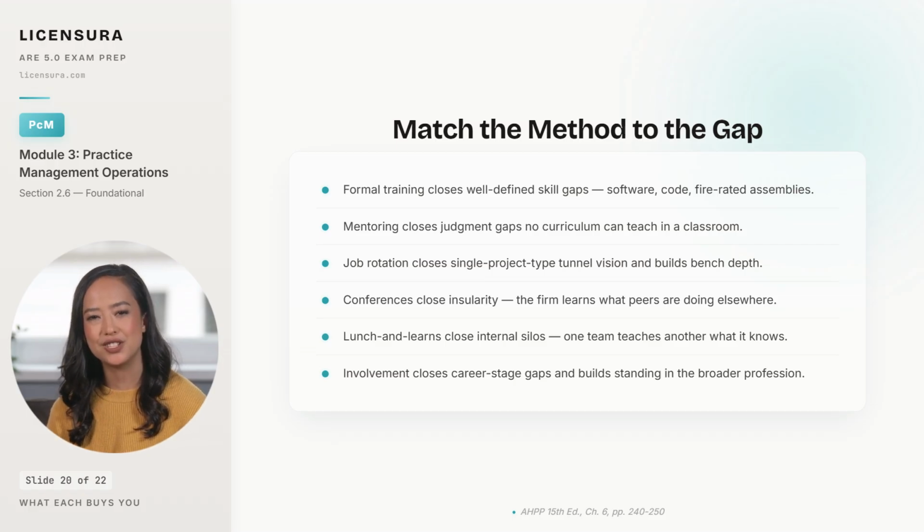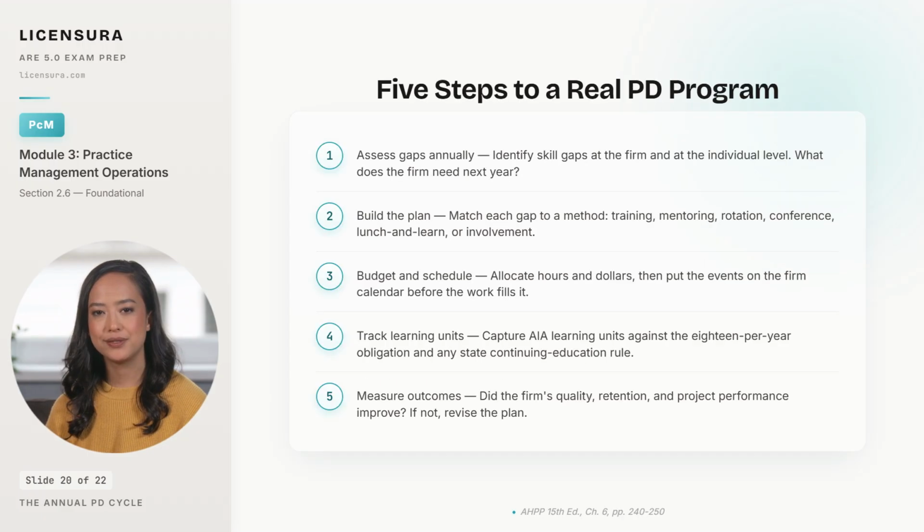A firm that wants this to be a real system runs the same annual cycle every year. 5 steps that turn professional development from a wish list into an actual program. First, assess gaps every year at both the firm level and the individual level. What does the practice need to be capable of 12 months from now that it cannot do today? Second, build the plan by matching each gap to the method best suited to close it, because using mentoring for a software rollout or formal training for judgment development wastes both money and time.